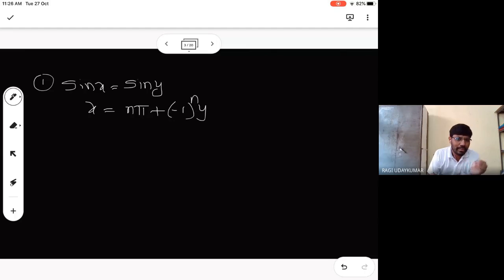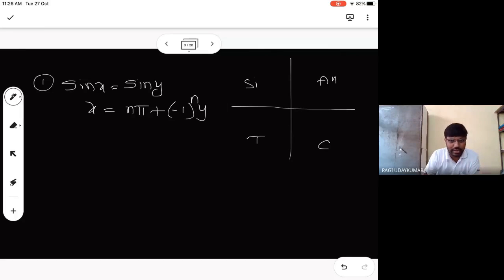n pi plus minus 1. Suppose you take it, how do we remember? Means, you know, all silver teacups, or whatever it may be, you can take into consideration here. In this, the sign is positive. Here it is positive, here it is positive. In both the places it is positive.